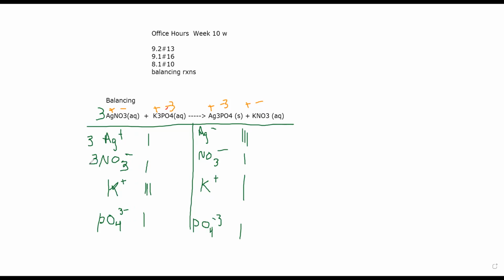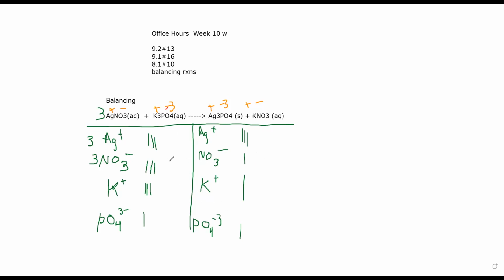But I feel okay doing that because if I triple both of those, that's going to get my silver to be 3 and nitrate to be 3. And now I've got my silver. Oh, sorry, that's supposed to be silver plus. Now I've got my silver matching, my phosphates matching, so that's looking pretty good. The thing that's not matching is the nitrate and the potassium on the product side.